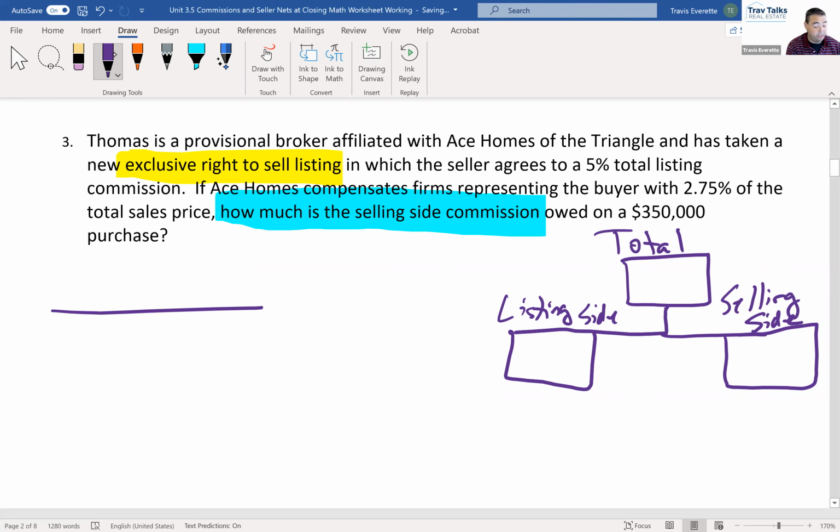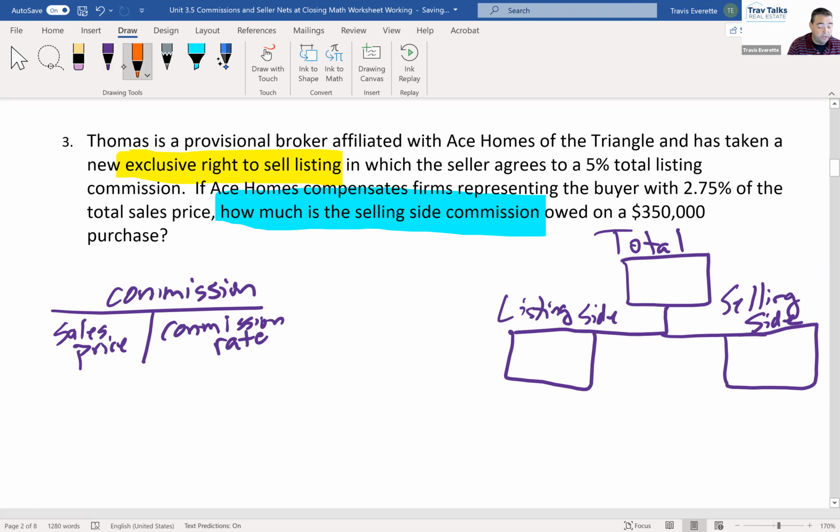So whenever we're doing commissions, may as well go ahead and write my commission formula over here. Commission is going to be equal to the sales price times the commission rate. Okay. So they give me the sales price. They give me $350,000. That we've got. We're in good shape there. The rate, we need to do a little work.